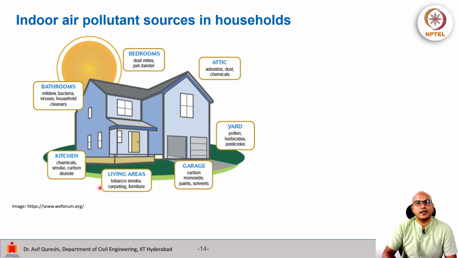Then we have the living areas, where if there is a person who is smoking, then we have issues with tobacco smoke. Then, as we have seen, there are carpets in the living area on the floor, so this will store dust or emit dust. Then we have furniture, so the chemicals or the paints may lead to VOC emissions. And then we come to the garage, which is often a place to store paints and solvents and such chemicals, which will then emit chemical compounds.